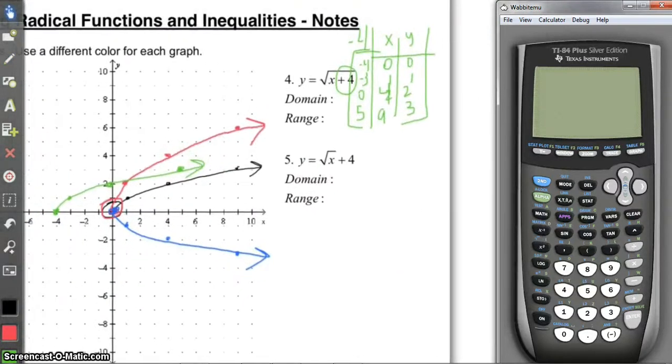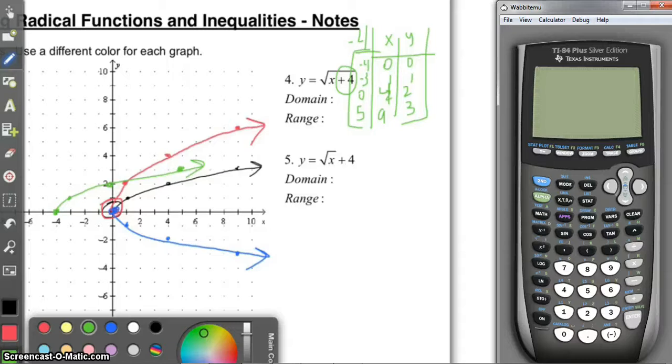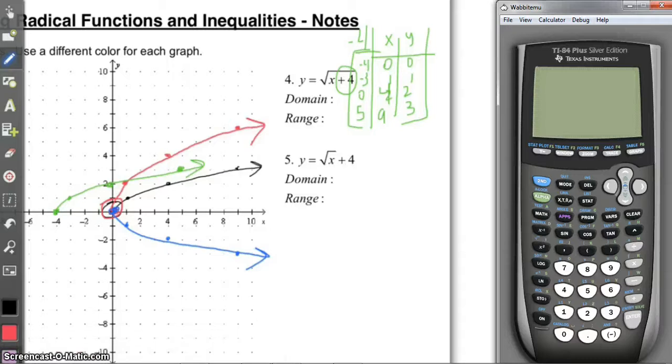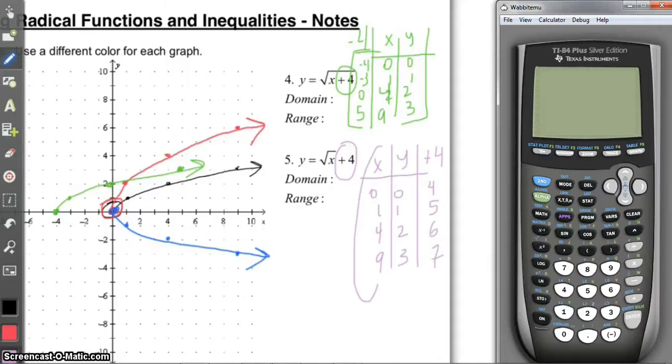So let's do number 5 now. Choose a different color and choose the purple. So again, you start with the parent function, x and y, 0, 0, 1, 1, 4, 2, 9, 3. So plus 4, since it's outside the radical, the change is done to the y, so you add 4. So 0 plus 4 is a 4, 1 plus 4 is a 5, 2 plus 4 is 6, 3 plus 4 is a 7. So this is going to be my x, it's the same, and this is going to be my new y. So let's graph that.